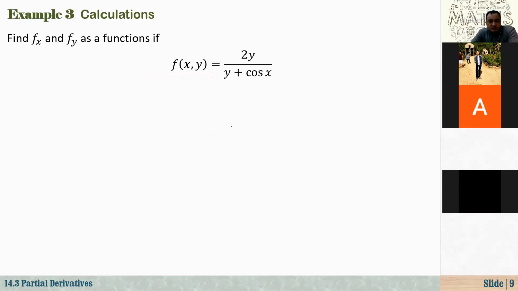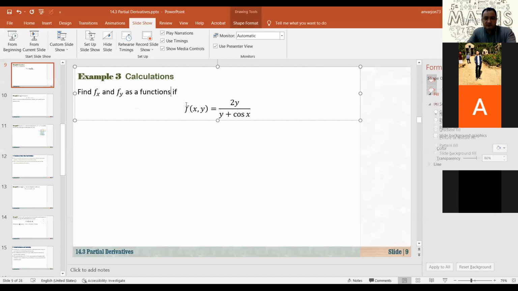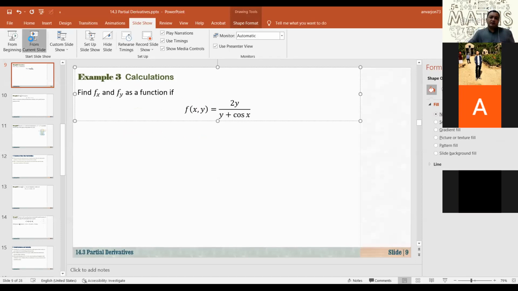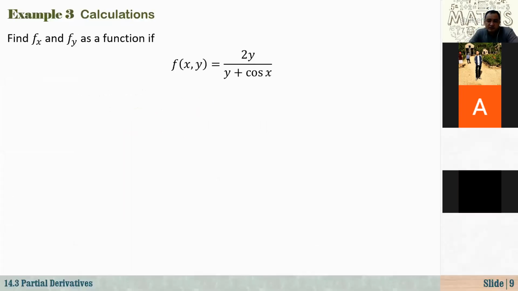Another example, calculations. Find the partial derivative of f with respect to x and the partial derivative of f with respect to y as a function, if f of xy equals 2y over y plus cosine of x. Okay. The solution.